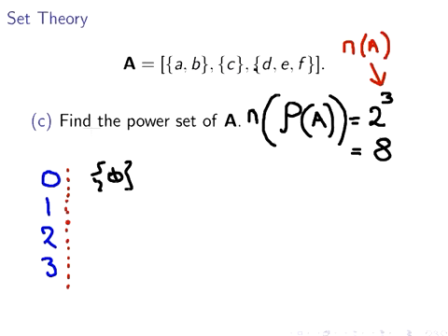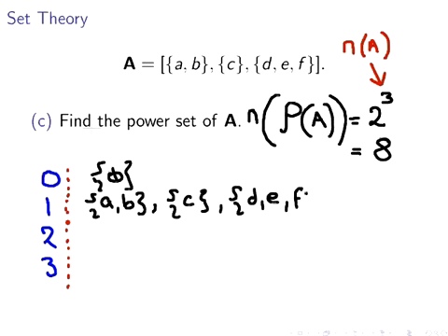Elements of cardinality 1 are the three components themselves: A, B, C, and lastly D, E, and F. Those are the subsets of size 1, of cardinality 1. Now we're going to consider subsets of cardinality 2. This is going to be a bit trickier.